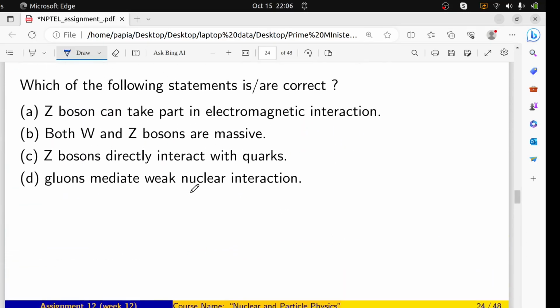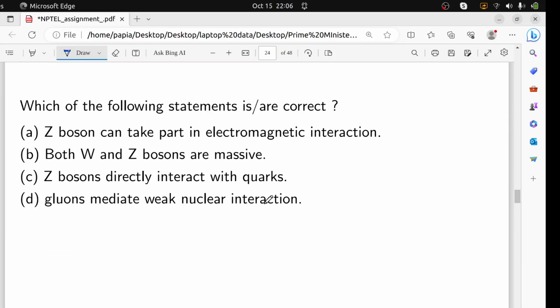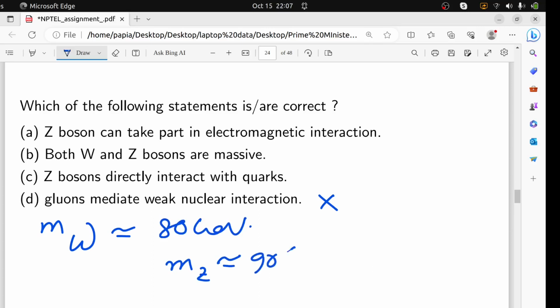So now coming to the fourth option in that question: gluons mediate weak nuclear interaction. But we have already seen that gluons can mediate only the strong nuclear interaction. So this option is not correct. Okay, now coming to the other options. We will talk about option B first: both W and Z bosons are massive. We already know that the W mass is of the order of 80 GeV and the mass of Z is of the order of 90 GeV. That means W boson and Z boson are massive. It is correct.